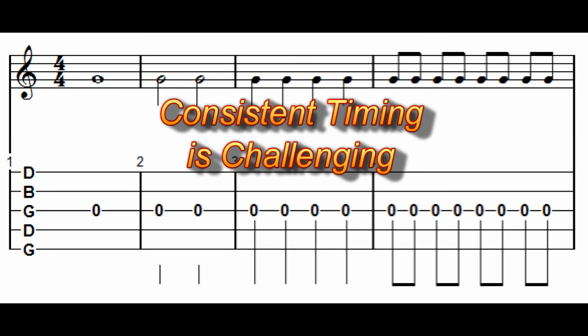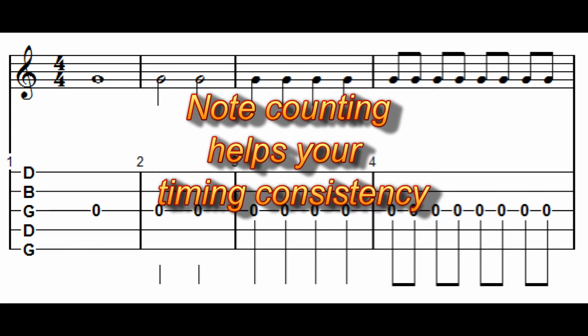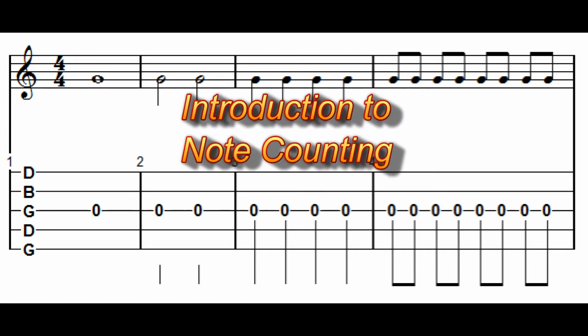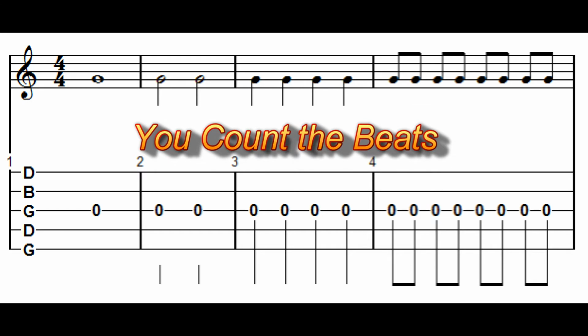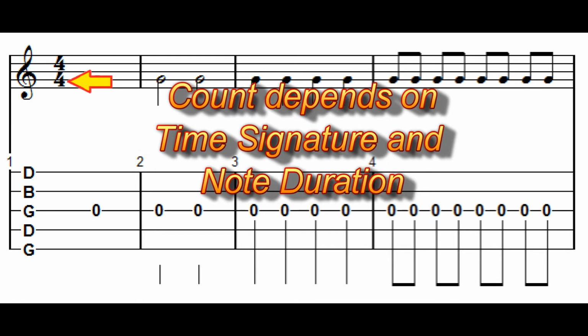This seems simple enough, but it is challenging to keep your timing consistent when played over several measures. This can get more complex when mixing different notes within the same measure. However, you can improve your consistency if you apply a note counting technique when you are playing a song. Let's explore this further. Actually, note counting is simply counting the number of beats in a measure based upon the time signature and the note's duration or time value.